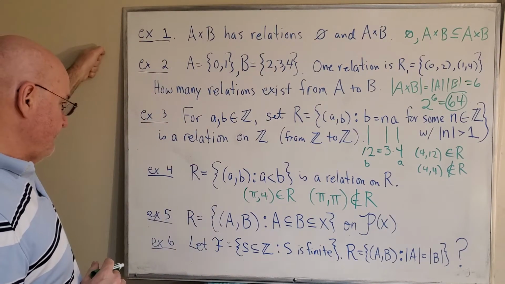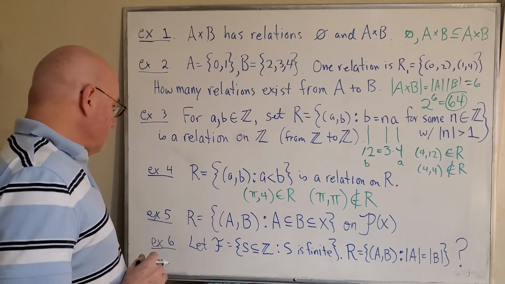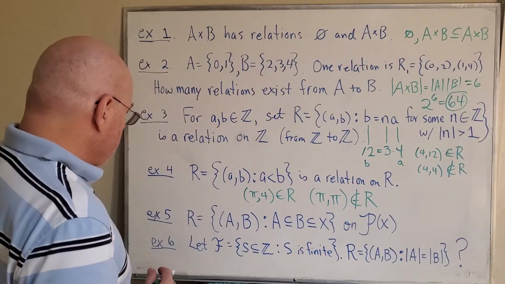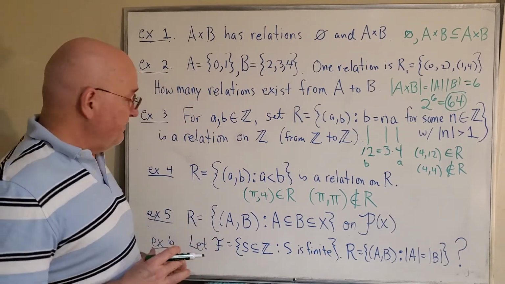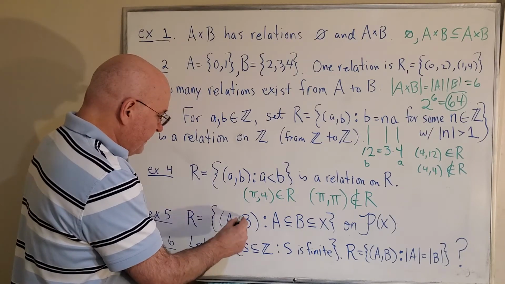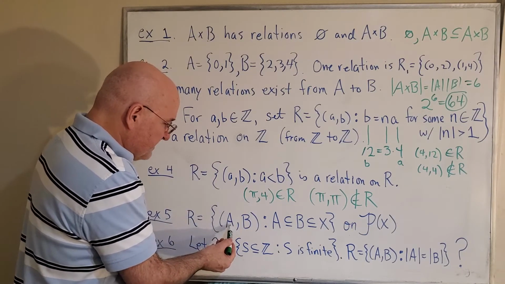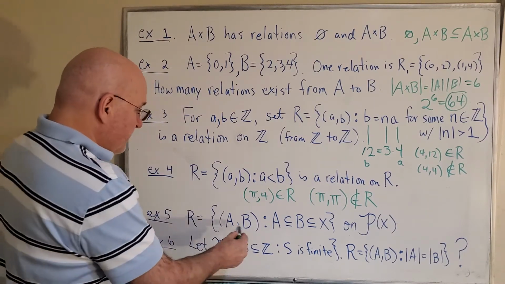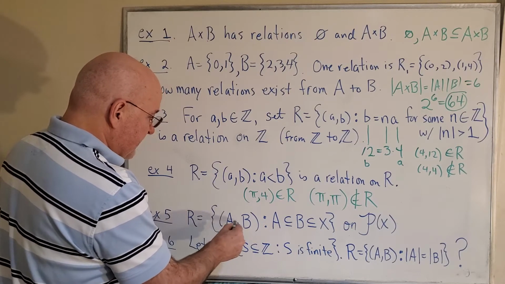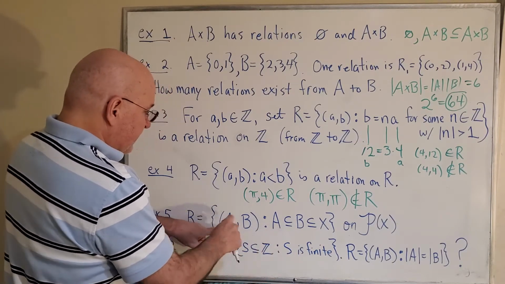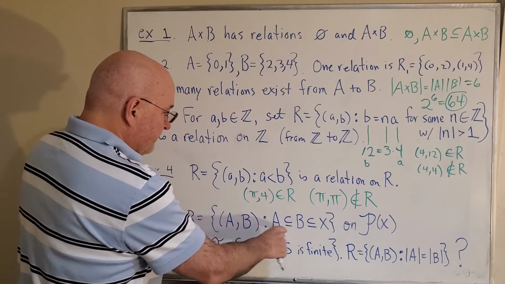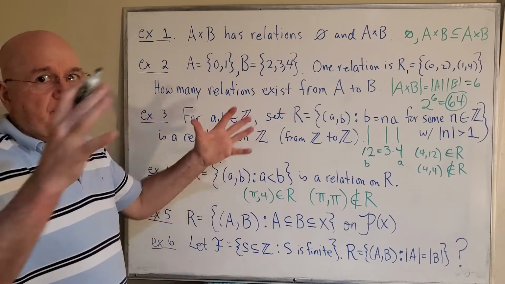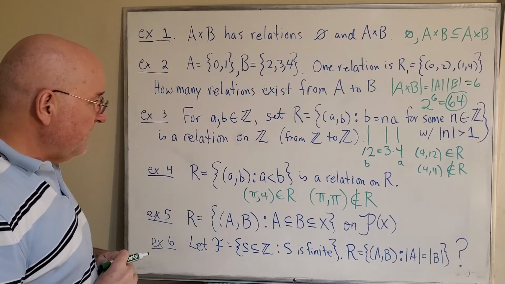Number 5 is a relation, and this is a weird one, because in the ordered pairs, the first element and the second element are both sets. This set, comma, this set, such that A is a subset of B, which is a subset of X. So X is some non-empty set out there. And what does this mean?